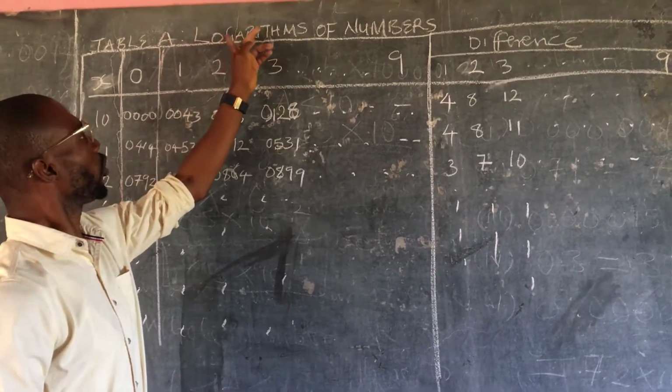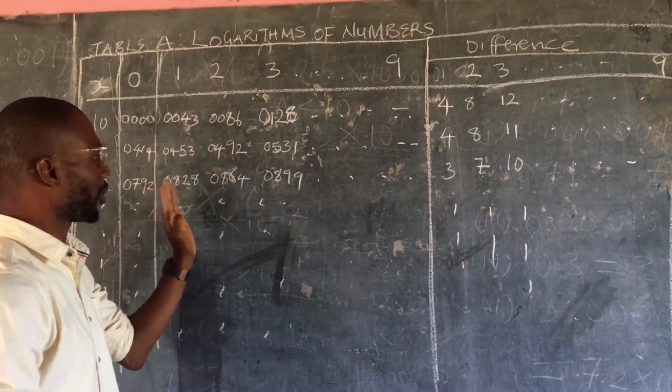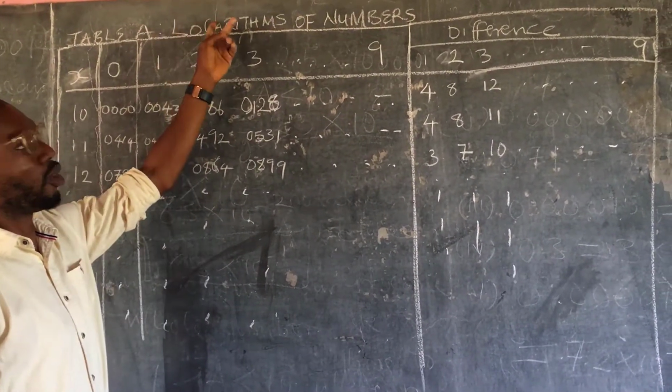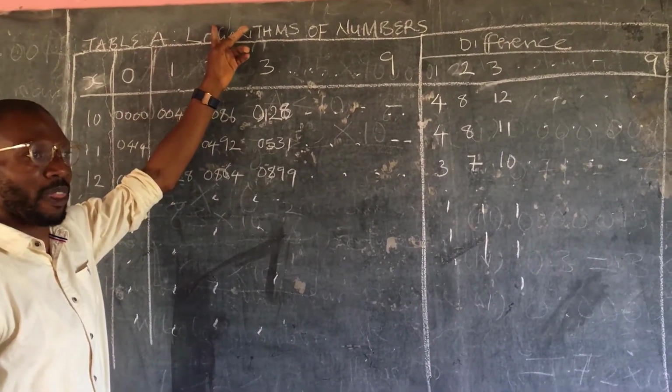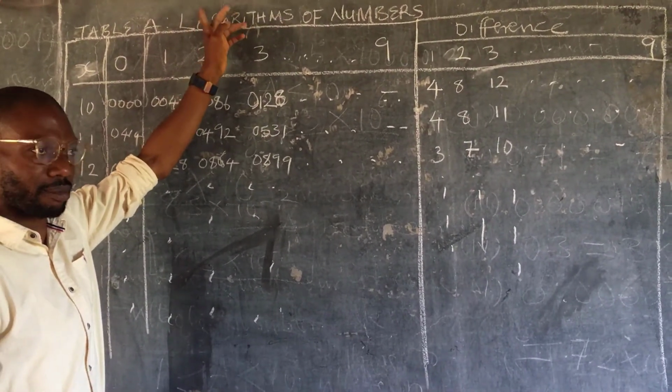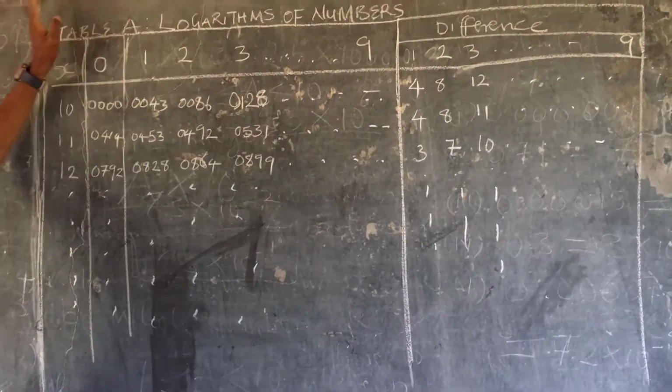Look up. You will see logarithm of numbers. That is how it should be. If you don't see something like this, look up. You are either on anti-log, or on sign of numbers, or on another page. You are looking at another table, right?